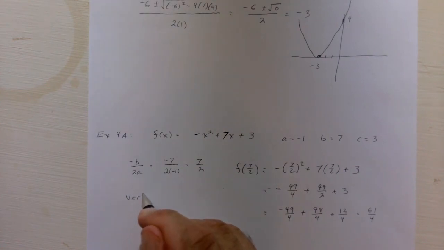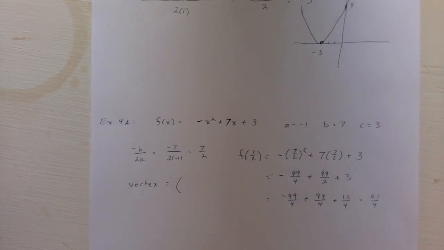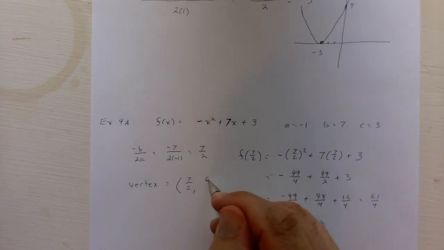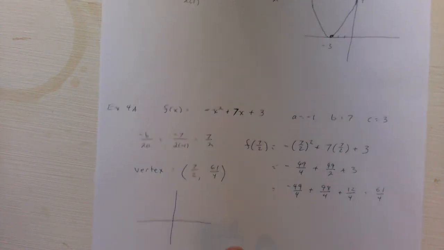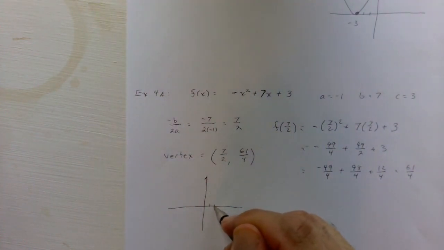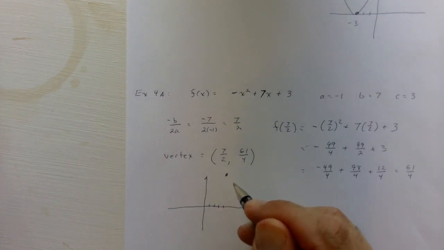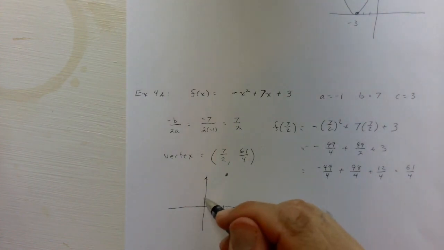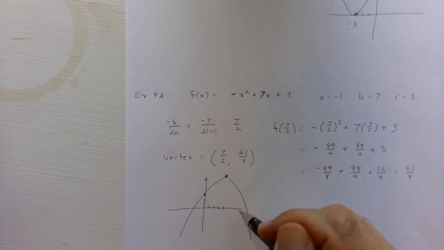So the vertex should be 7 halves and 61 fourths. The graph looks like this. So 7 halves, a little more than 3, and it's going to be way, way up here. The y-intercept will be at 3, so it's going to look something like this.